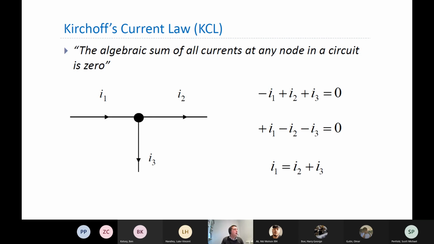And then Kirchhoff's current law, again, we've kind of been using this throughout, saying that the current that goes into a node must equal the current that comes out of a node. And we had that right from the start. And that helps us, again, to formalize this as a law.